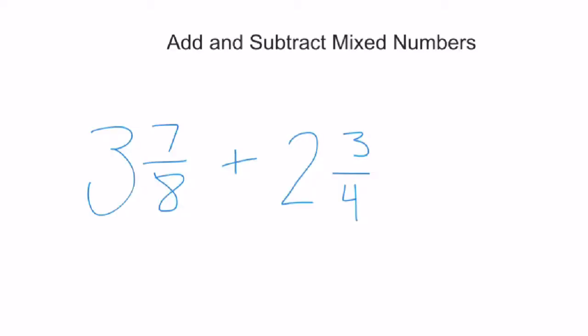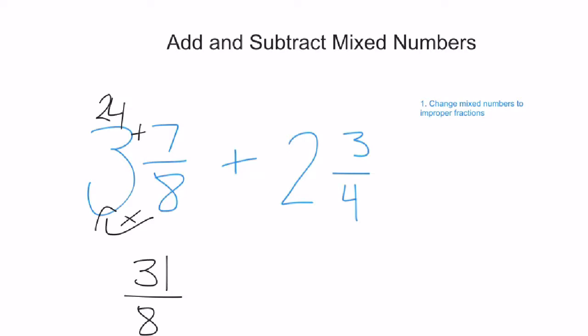Here we have our first example for adding and subtracting mixed numbers, 3 7/8 plus 2 3/4. And step one of solving is to change the mixed numbers to improper fractions. So we're going to do that together. I know that 3 times 8 is 24, and I add my 7 on, giving me 31 out of 8. 2 times 4 is 8, and I can add on my 3 for 11. So now I have 31/8 plus 11/4.